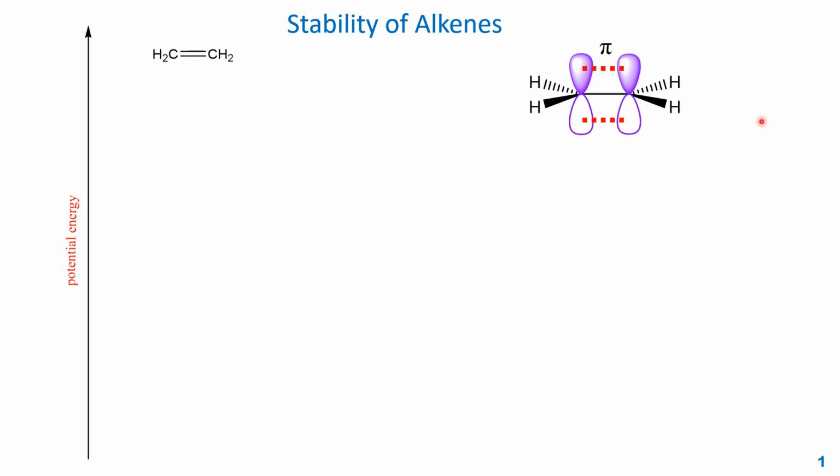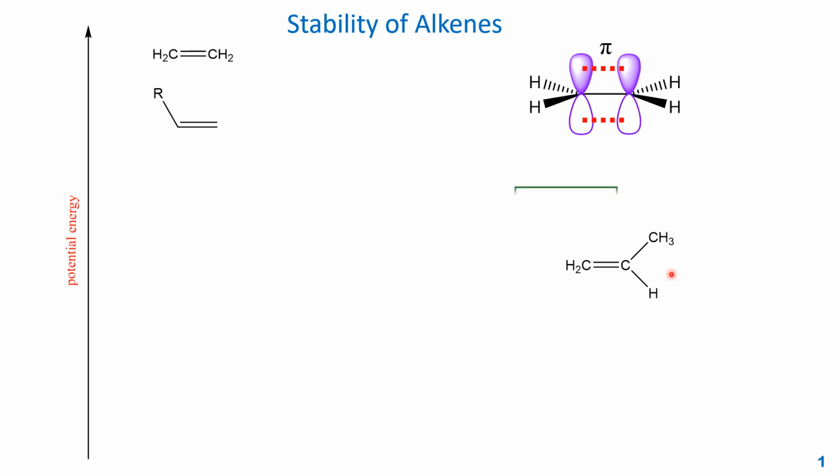Usually a pi bond is weaker than a sigma bond, and the pi bond will be broken if you rotate this bond. So that's why the double bond is rigid. Now if one of the hydrogens is replaced by another group, then that's called a monosubstituted alkene. For example, this is propene. One of the hydrogens is replaced by a methyl group from this ethene.